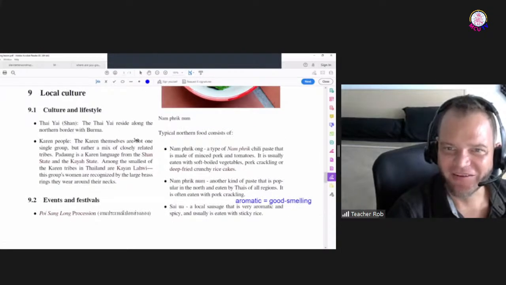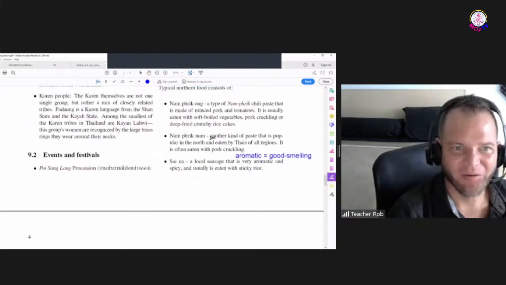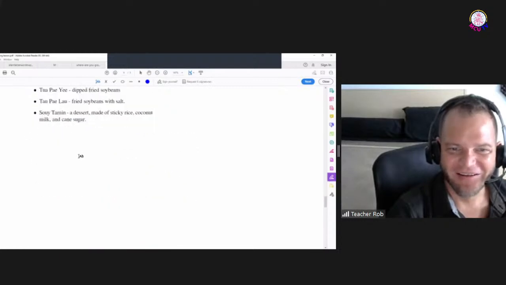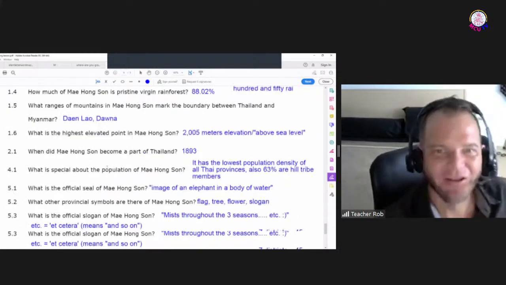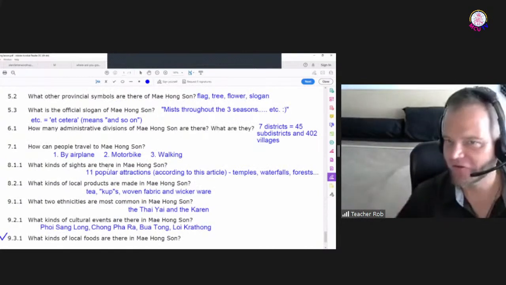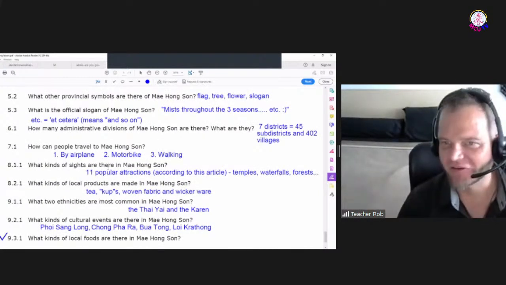And then we looked at all these different types of famous foods from there. So very good job, you guys. So the main part of today, right? They said, pick some place that is special in Thailand.